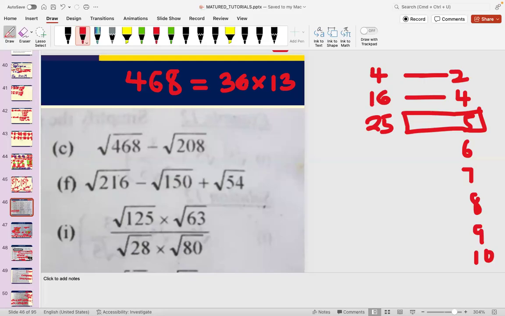So I was expecting him to tell me that I started from the lowest perfect square. So I started from 4. I divided by 4. I didn't get any reasonable number. I went to 16. I didn't get any reasonable number. I went to 25. I didn't get any reasonable number. But when I went to 36, I had a reasonable number. So this is where he had his answer from. When he divided 468 by 36, he had 13.